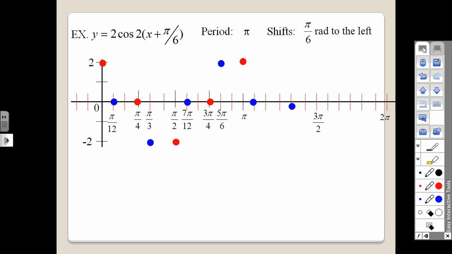1, 2, 3. I'm down here at negative 2. 1, 2, 3. 1, 2, 3. Oops, too high. There we go. And 1, 2, well, we would be all the way out here somewhere. Okay, so now I'm ready to actually draw this in.